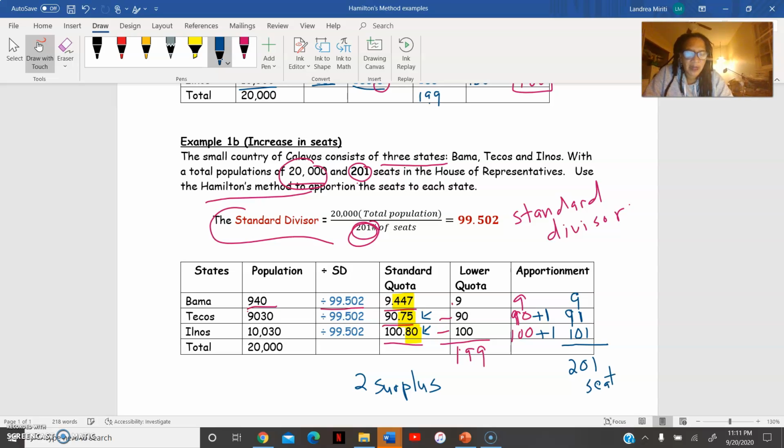Okay, that's the 2 Hamilton examples. Hope that helps.